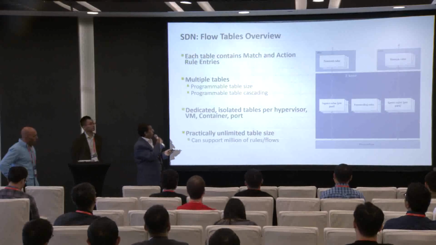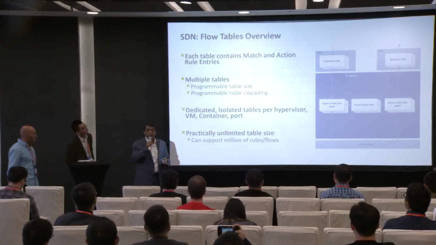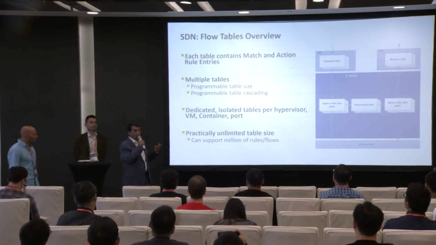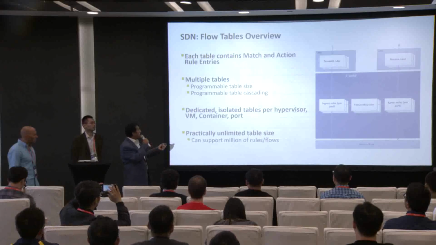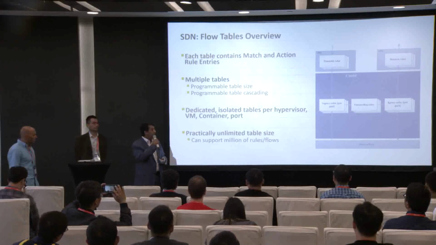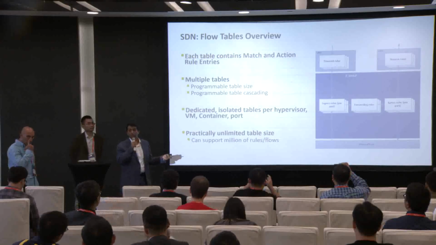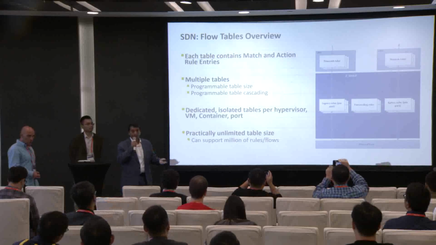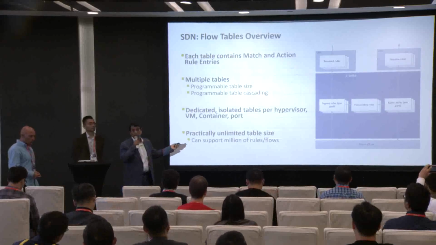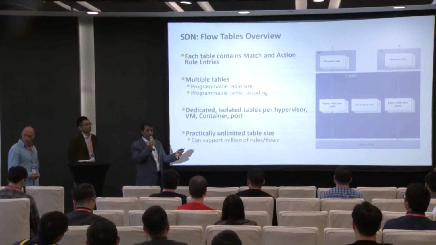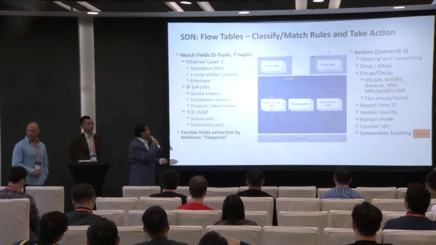If you look at OpenFlow, it's basically a table-based, flexible model of a lot of different entries of match and action rules. You have different table sizes. You have multiple tables. You can have cascading of the tables. You can have very programmable table sizes. You can scale infinitely, basically, because these tables can be cascaded. They can be added on an as-needed basis. This can be dedicated per port, per VM, per container. All of that is available. So it's a really, really flexible model. OpenFlow has been out there for a long time.